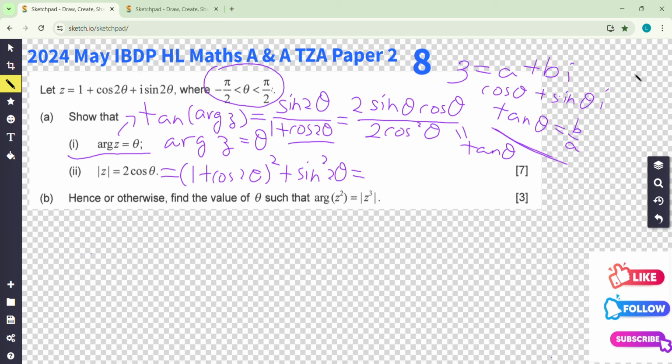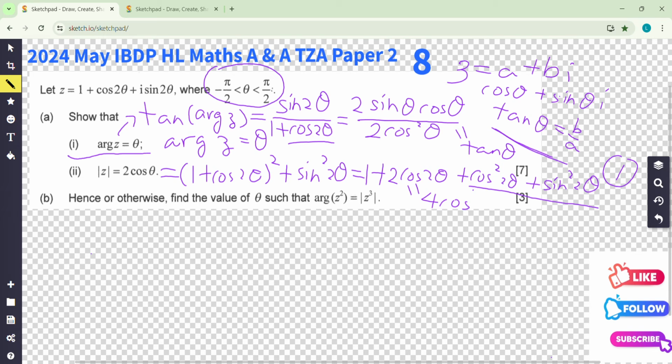Don't know how to do it, then do something, expansion, right? Expand this part, okay. This is 1 plus 2 cosine 2 theta plus cosine square 2 theta plus sine square 2 theta. You got something, right? Cosine square plus sine square is 1. And then 2 plus 2 cosine 2 theta, remember here, it is 4 cosine square theta.